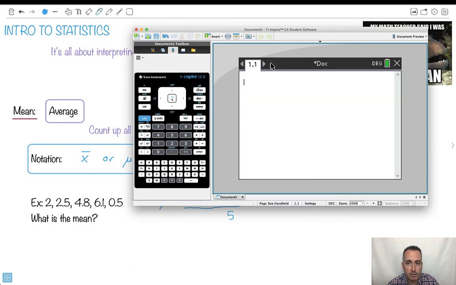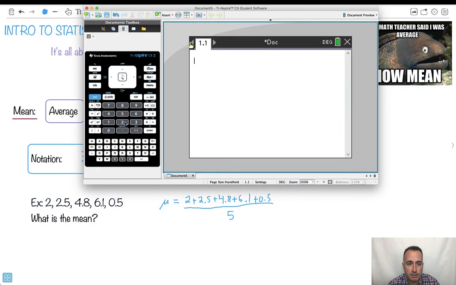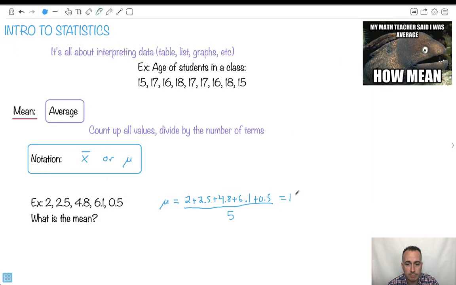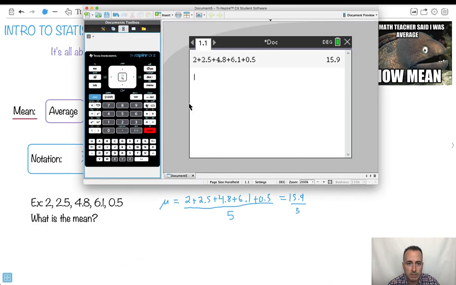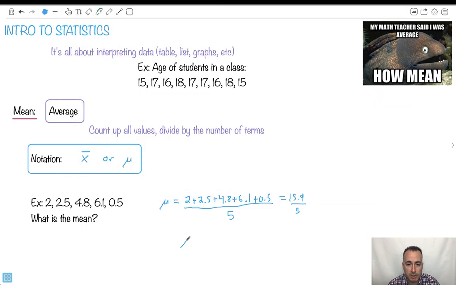Now, of course, you can get out your calculator to do it. So let's do that, just in case you felt like it. So you can say 2 plus 2.5 plus 4.8 plus 6.1 plus 0.5. So 15.9 over 5. All right, so that's the exact value. If I want to find the approximate value, then I just press this divided by 5. And it gives me 3.18. So there we go. That means the mean, in this case, is 3.18. That's how we do the mean. Now that's a specific way to do it. It's not very helpful. We're going to see a better version of that in a little bit.